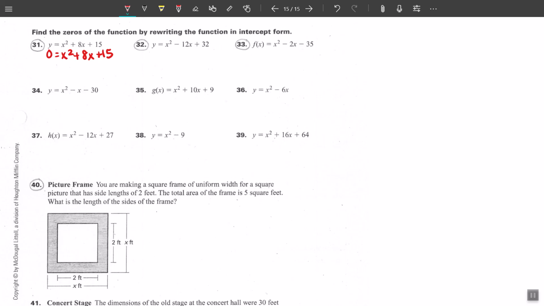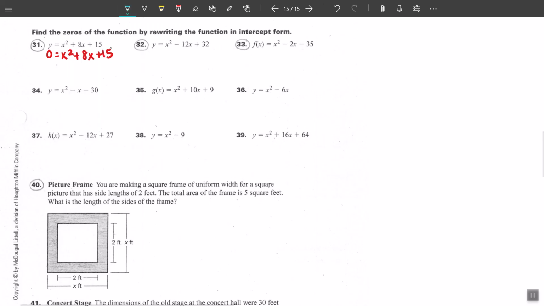That's all it means to find the zeros of a function. But they're telling you how to do it. They're walking you through it by saying rewrite the function in intercept form. They're trying to help you see that you can't find the zeros when it's in standard form. You need to put it in intercept form. So by telling you to rewrite the function in intercept form, they're telling you to factor it. So we're going to go through the same thing.